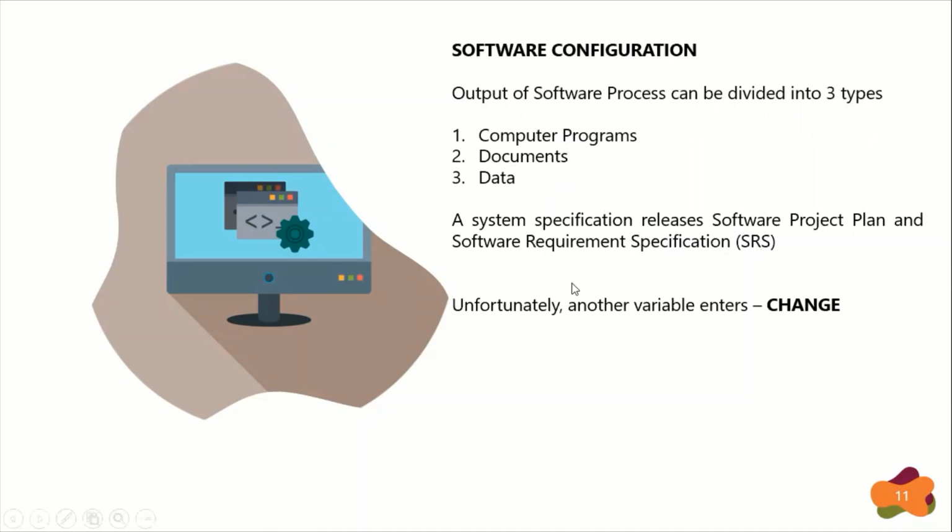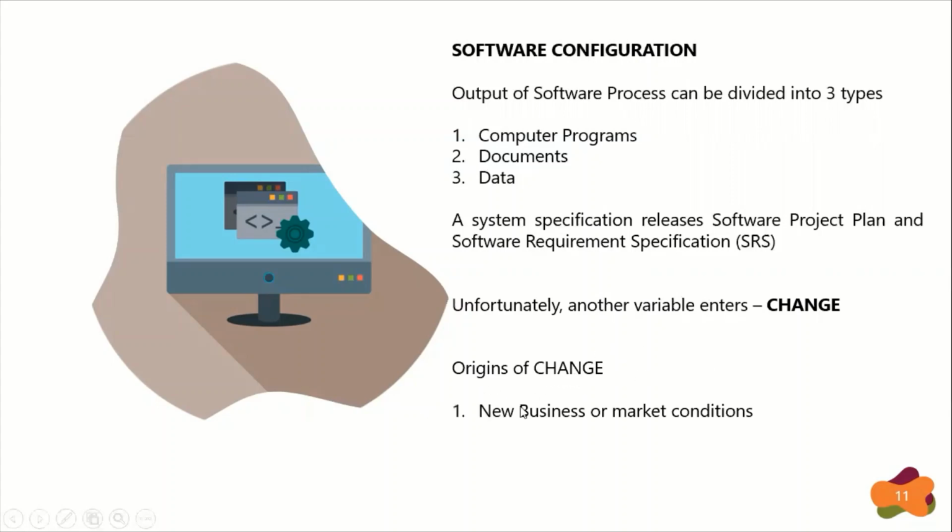But unfortunately, another variable enters, that is change. If everything goes as per the plan, then there is no problem. But when change enters, then there is a problem. So how does change occur? We have four origins of change.